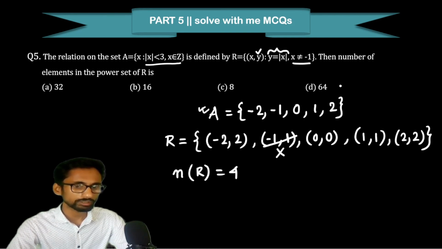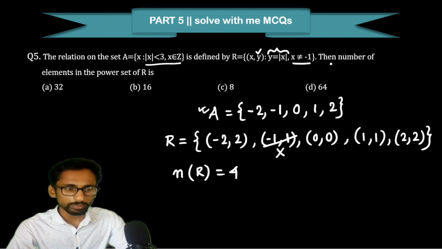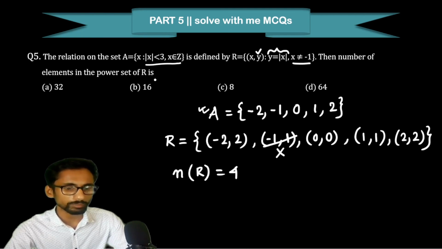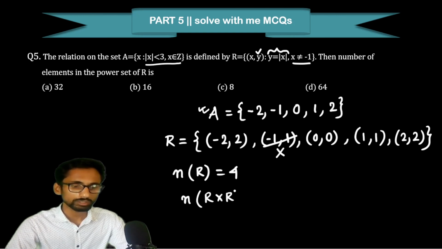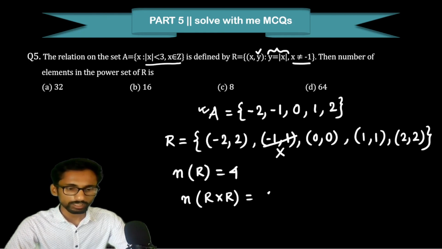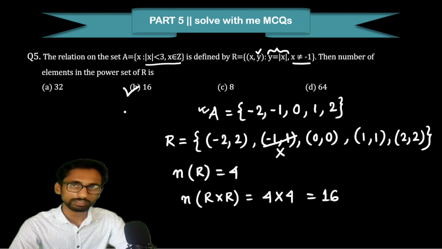Now in the question, we have been asked the number of elements in the power set of R. So the total number of elements in the power set is given by the formula: the product of the number of elements of the sets participating in the product. Here we are taking the power set of R, that means R into R. The number of elements of R is 4, so the cardinal number of the power set will be 4 into 4, that is 16. So option B is the correct answer.